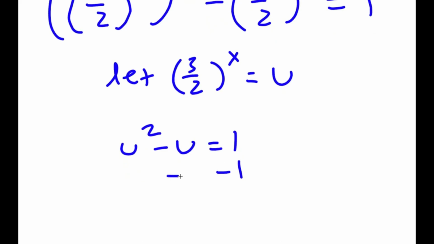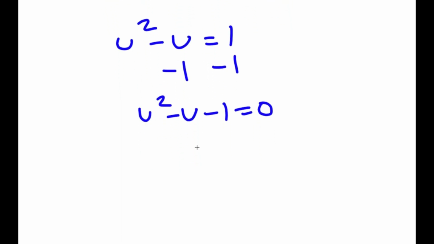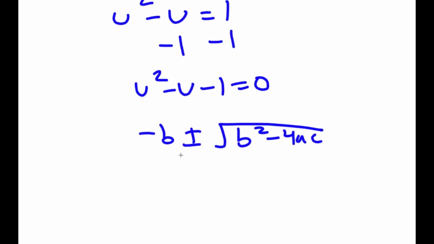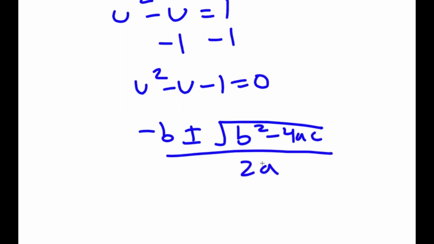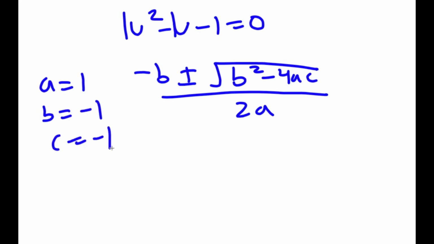And now I can subtract 1 on both sides, so I get u squared minus u minus 1 is equal to 0. So now I have a quadratic equation, and I can go ahead and plug this into the quadratic formula, which is negative b plus or minus the square root of b squared minus 4ac, divided by 2a. So in this case, a is equal to 1, b is equal to negative 1, and c is equal to negative 1.